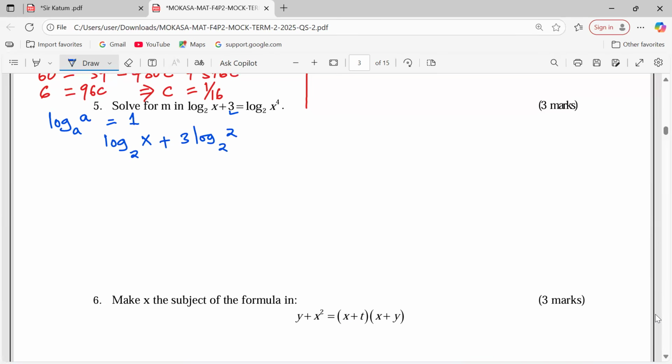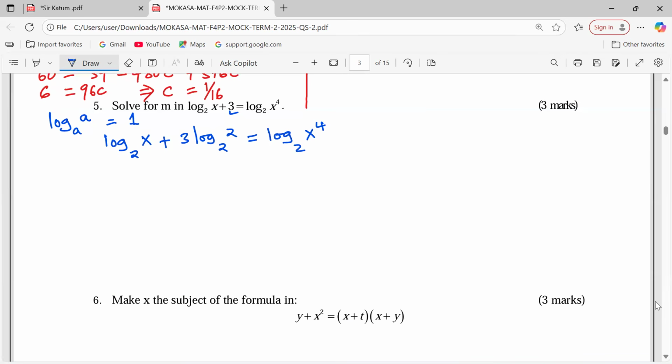So we've introduced logarithms, and now we are using the log of 2 to base 2 because its value is just 1. The logarithm of a number to the same base gives 1. Then log to base 2 of x power 4. Yeah, x power 4 like that.